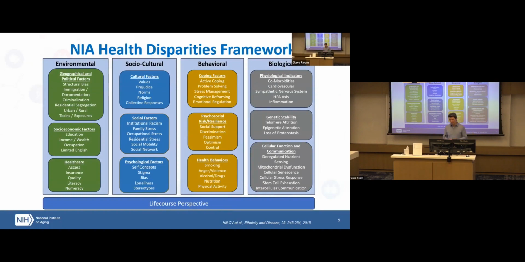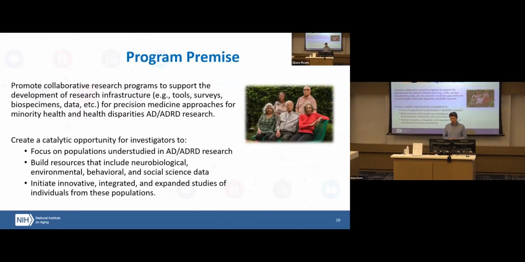And so I like this figure here on the bottom right, which is a blow up of the health disparities framework, where we look at a variety of environmental, sociocultural, behavioral, and biological factors, and then across this life course perspective, and how this as a whole influences a population. So oftentimes it's hard to get a handle on this large amount of data. But NIA is really devoted to trying to promote this collaborative research, both to support the development of the infrastructure, so new tools, surveys, biospecimens, and data, and access to the data for a precision medicine approach, but really trying to create a catalytic opportunity for investigators to focus on these populations that are understudied in ADRD research.